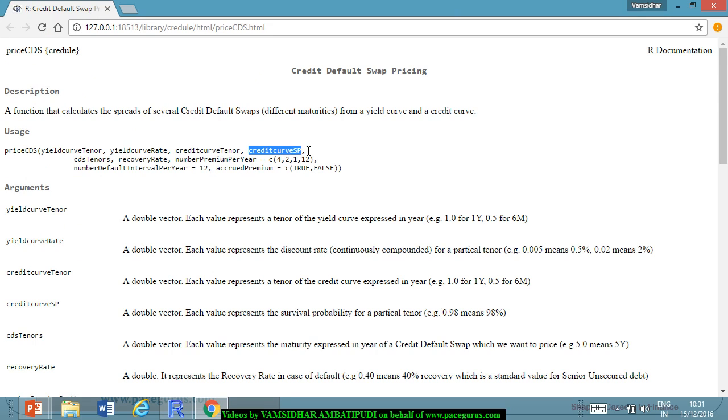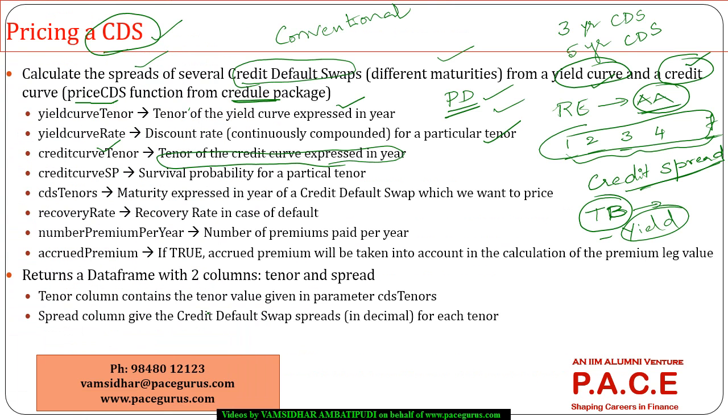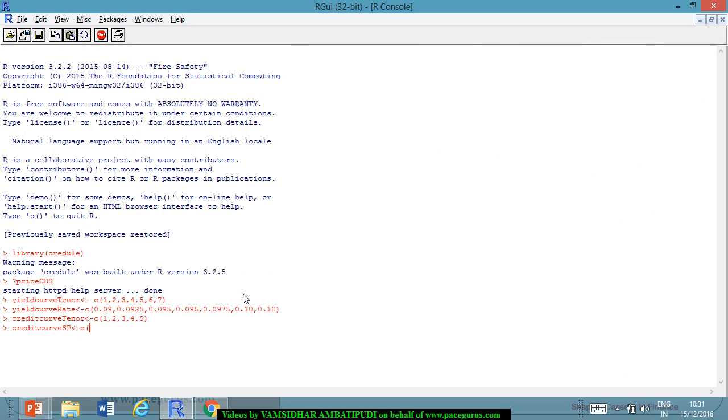Then this is an important one, credit curve survival probability. Based on the probability of default, I would be able to compute the survival probability for a particular tenure. For this, I require the survival period. So probably in the first case, the survival is 0.98 for 1 year. For 2 years, let me take it as 0.95. For 3 years, 0.91. For 4 years, 0.85. And 5 years, 0.78. Some kind of numbers.